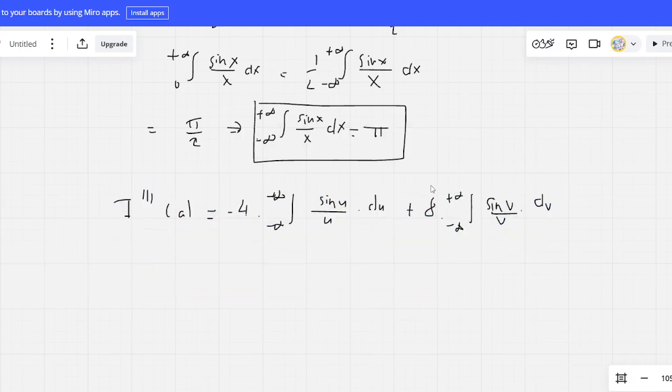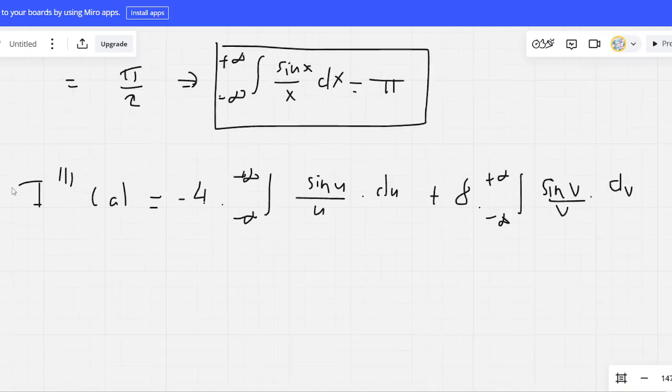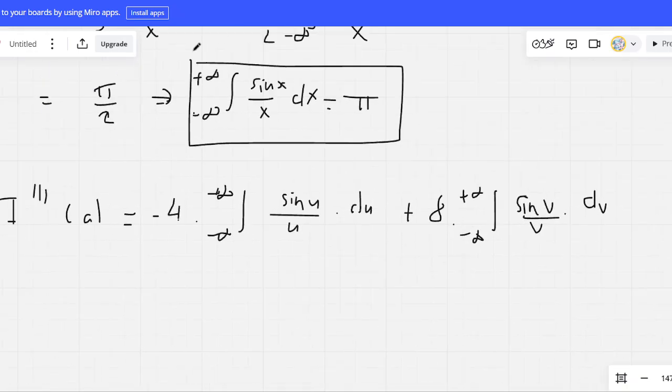Here it is. We are finding the third derivative of I(a), which is equal to minus 4 times the integral from minus infinity to positive infinity of sine u over u du plus a times the integral from minus infinity to positive infinity of sine v over v dv. So here, using the knowledge we just put above, which is that this integral equals pi, we can simply substitute it in: minus 4 times pi plus a times pi, which will actually equal 4 pi.